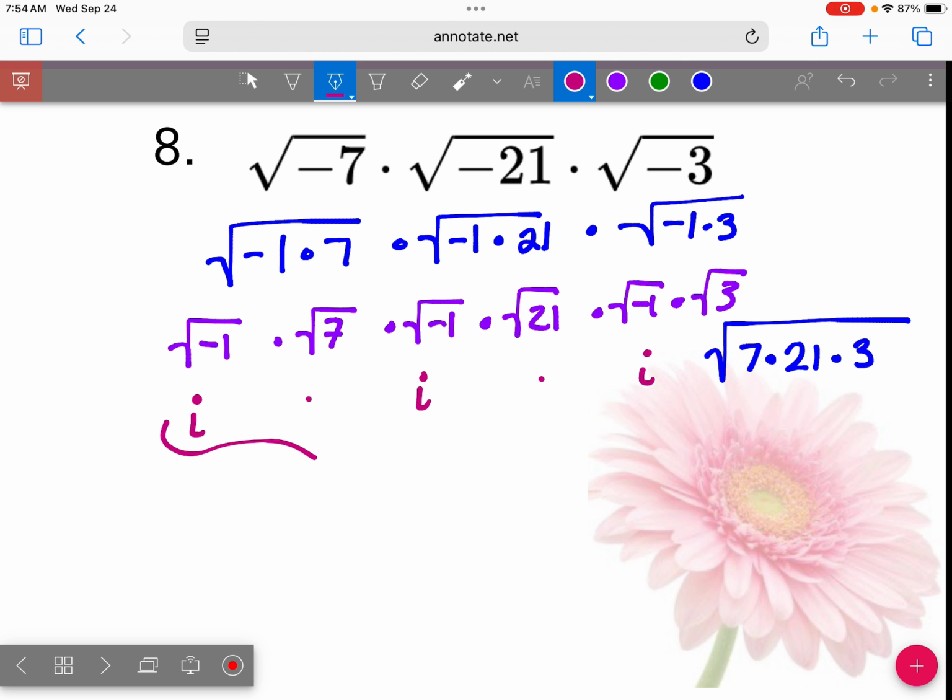Well, I already know that i times i is an i squared. That's the same thing as a negative 1. So I can simplify that down to be a negative 1. And then I have a whole other i just sitting over here.